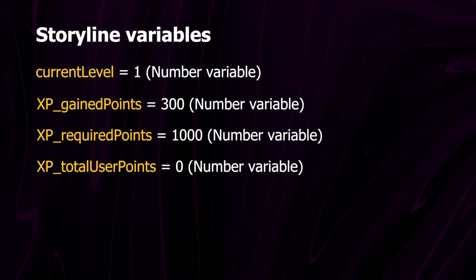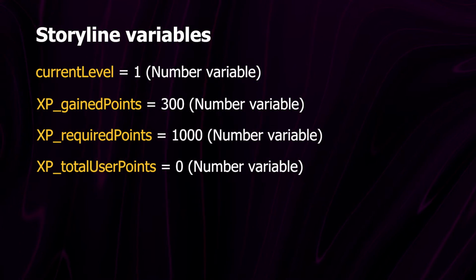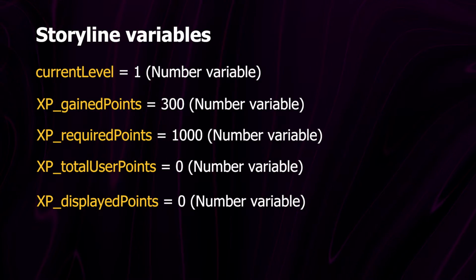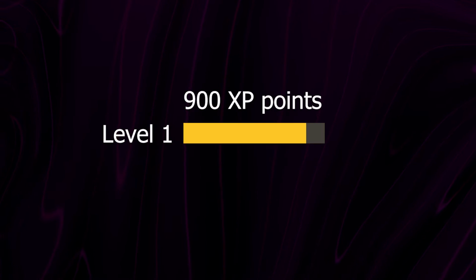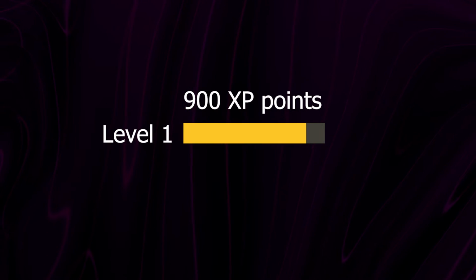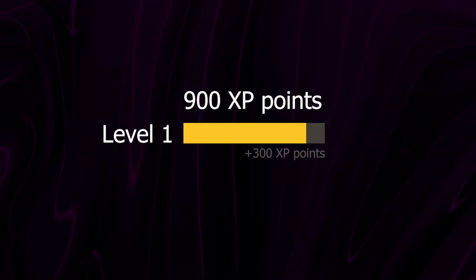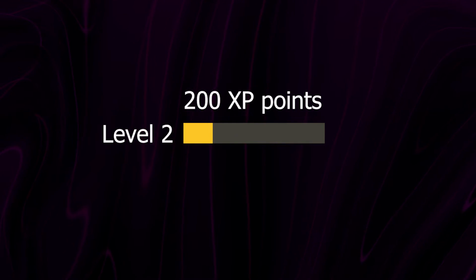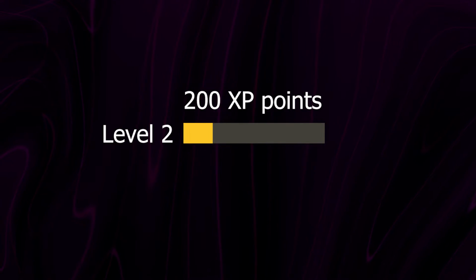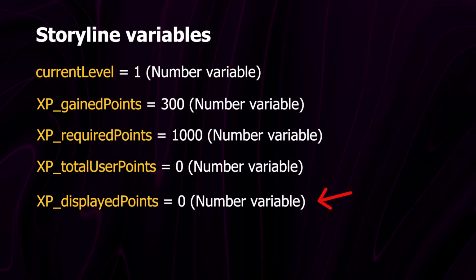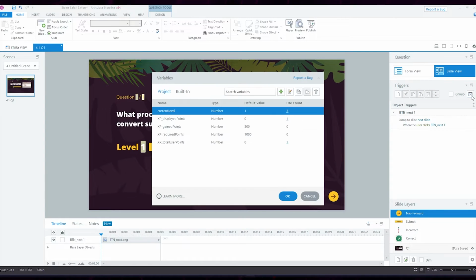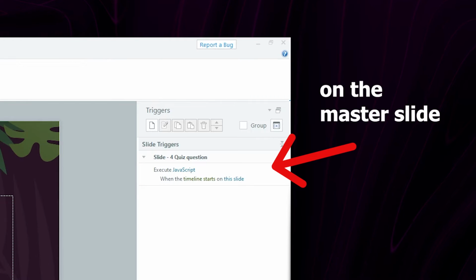Then I need a way to track how many points the user has gained in total, and a way to track how many points are displayed on the progress bar. If I have 900 XP points and gain 300 more, I move up a level and I'm left with 200 XP points. So whether I put them, I need to show them in my variable which tracks how many points are displayed on the progress bar. And that's all we need in terms of Storyline variables. Here they are. Good.